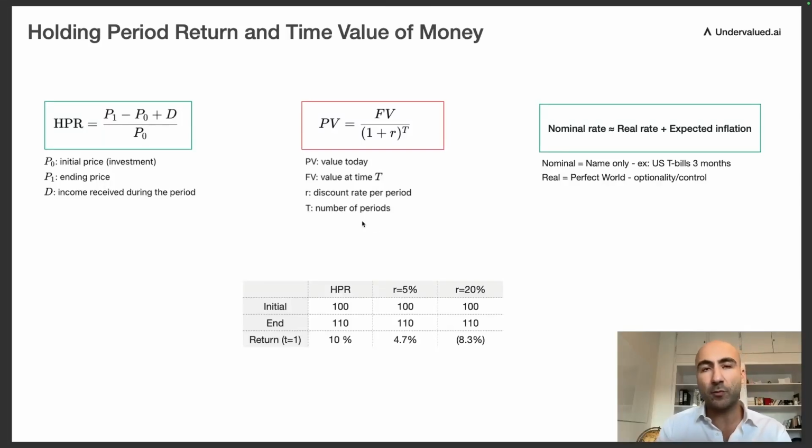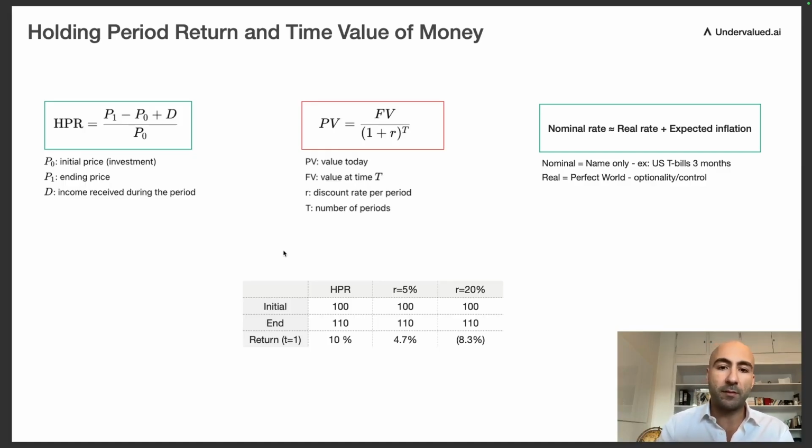The first instinct when we think about return is how much did I make, right? And this instinctive formula is the HPR, the holding period return. And as you can see, it doesn't care about the time. So if you invested 100 and you get 110, you made 10%.